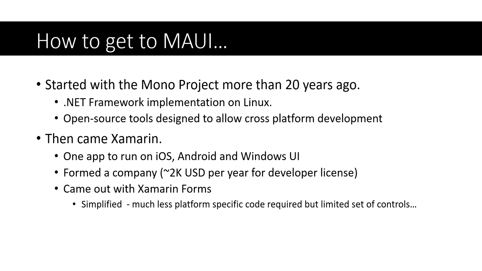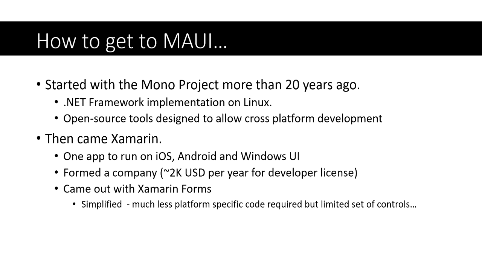Actually, a bunch of Microsoft guys got together and started this Mono project many years ago, more than 20 years ago. It was basically an implementation of the .NET framework, not .NET Core, even before that, the .NET framework on Linux, right? It was all open source, designed to continue to be cross-platform and so on. But then out of that came Xamarin, right? Xamarin, they decided, well, we might as well try to monetize this, basically. So they formed a company. And by the way, a developer license costs you about $2,000 a year US to use Xamarin.